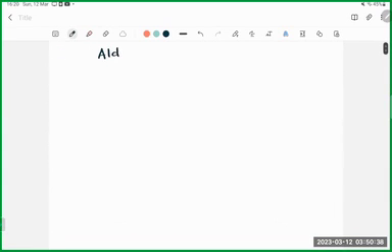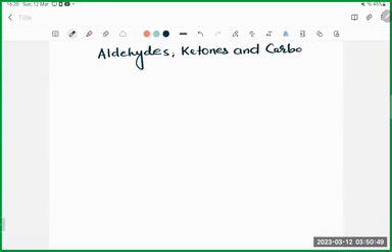We are doing the chapter named Aldehydes, Ketones, and Carboxylic Acids. This is the chapter we are going to revise. So first of all, we must know about this. Again, I am revising for you.